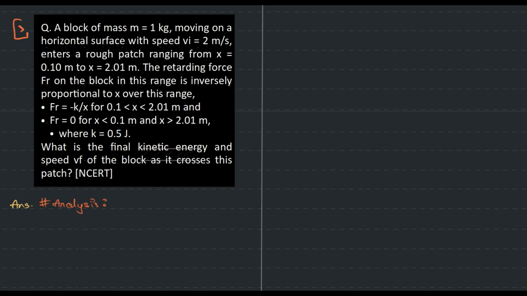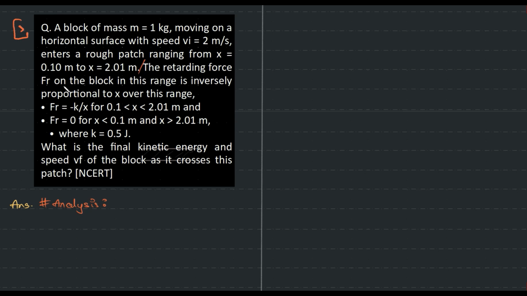So we are looking at a block of mass 1 kg moving on a horizontal surface with the initial velocity of 2 meter per second. It enters a rough patch ranging from 0.1 meter to 2.01 meters. That's a weird number. Okay, I hope I didn't copy this wrong.